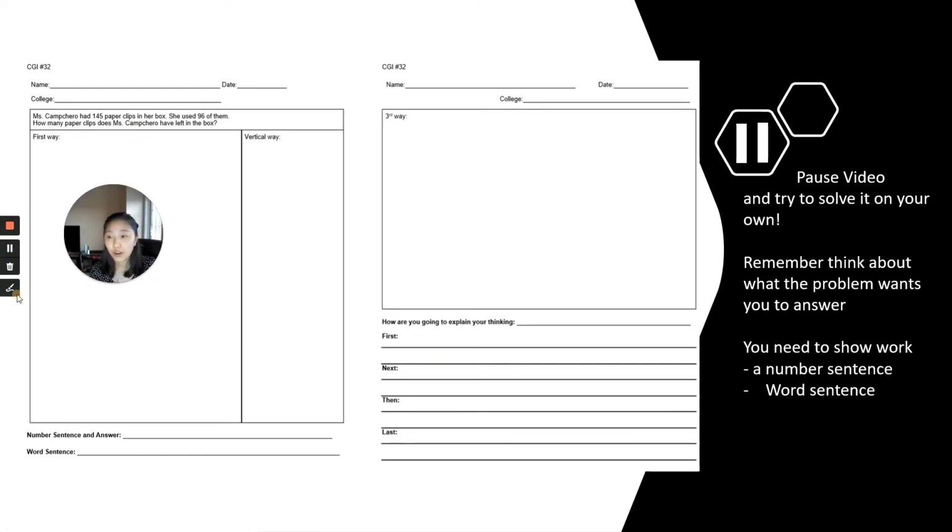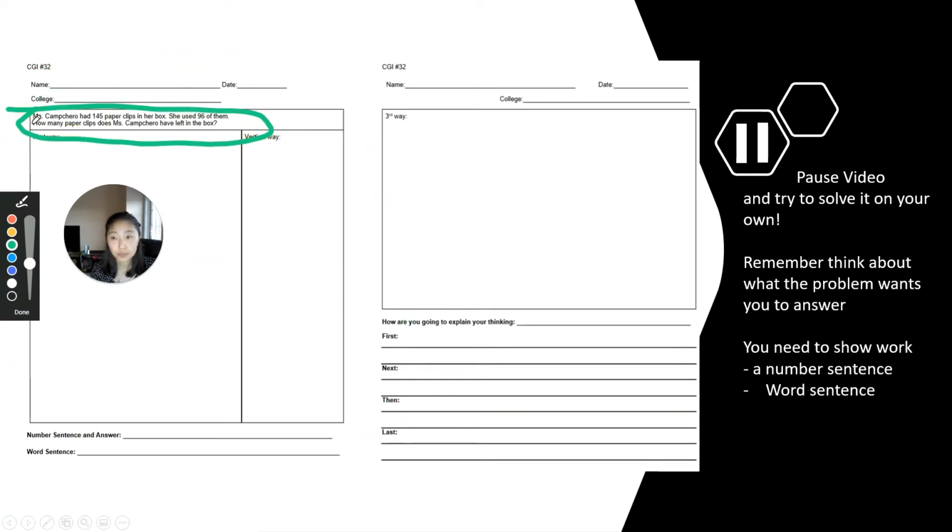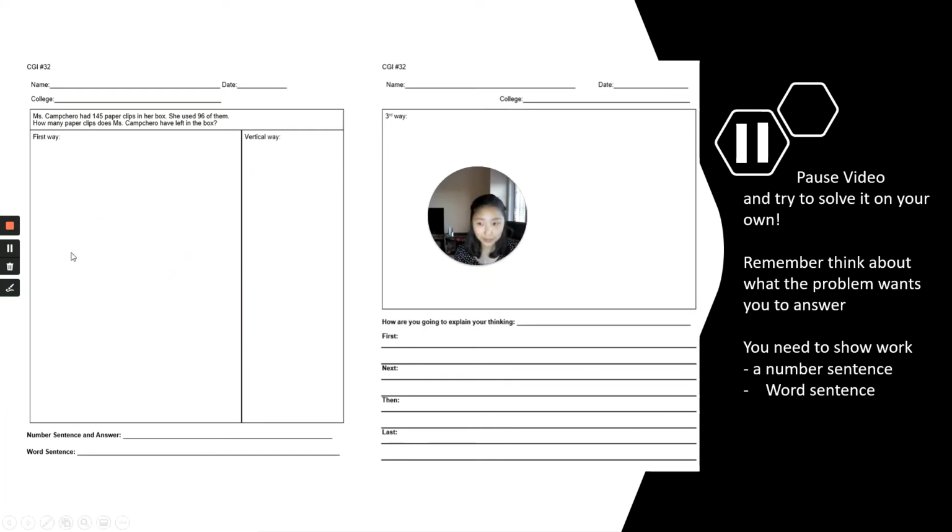And make sure that you are completing this side before you watch my videos of how I solved it. We did this part together, so that should be done. Make sure you're doing your name, your college, and your date, because this is just standard for every school you're going to go to. You're going to still write your name and your date and your school, and you're just going to keep writing it. I want you to be 100% used to it because I know a couple scholars here and there forget their name. Make sure you're doing your first way, your vertical way if you can, and you have a number sentence and a word sentence all done before you watch my videos. Then when you're done with that, you can slide over to this page with me.